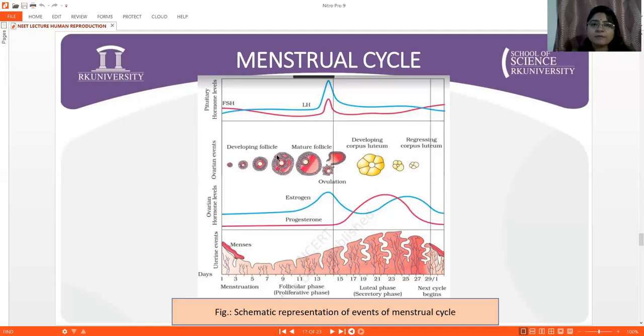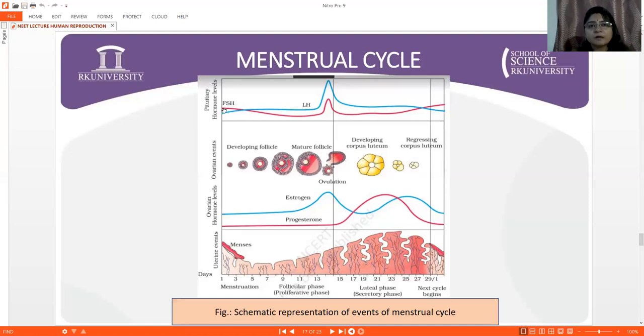The developing follicles will be there. The mature follicles will be there. When the follicles are mature and ovulation has to occur, in that case, the estrogen level is very high. After that, there is formation of the developing corpus luteum, and the regressing corpus luteum. In that case, you can see here the progesterone level is high, and there is also an increase in the level of estrogen. Okay, when we talk about the pituitary hormone levels, here we have FSH and LH.